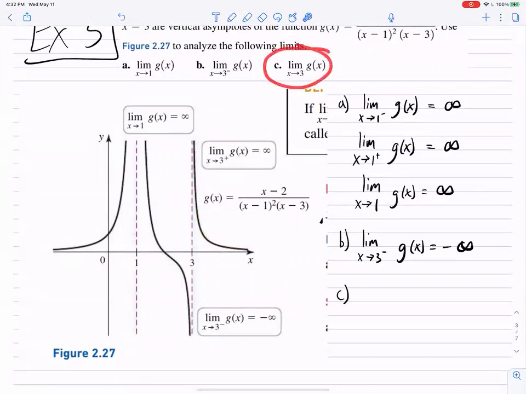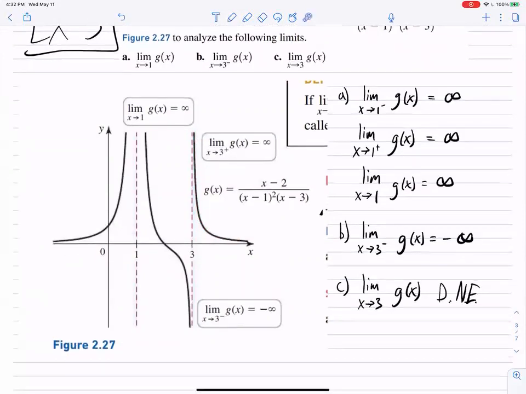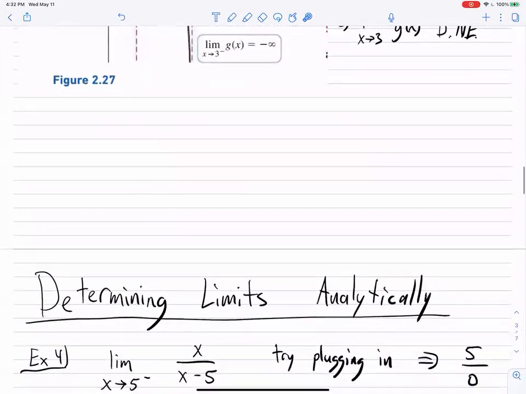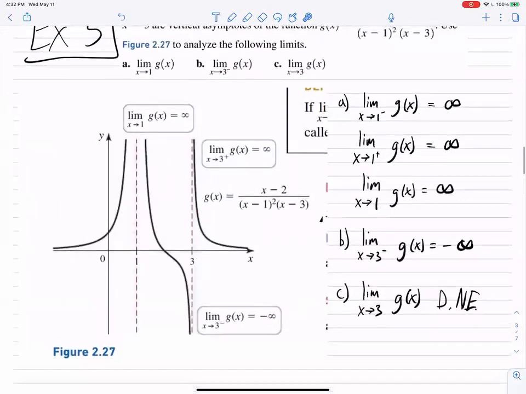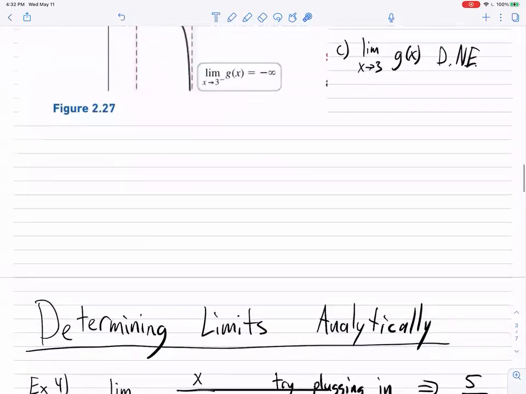And so that means this limit does not exist, because the two one-sided limits are not the same thing. The limit of g of x does not exist, or DNE, because the two one-sided limits do not agree, right? This is not going to the same thing as that. We can only have a two-sided limit if the two one-sided limits go to the same thing. Okay, so now how can we use these one-sided limits to determine limits analytically?